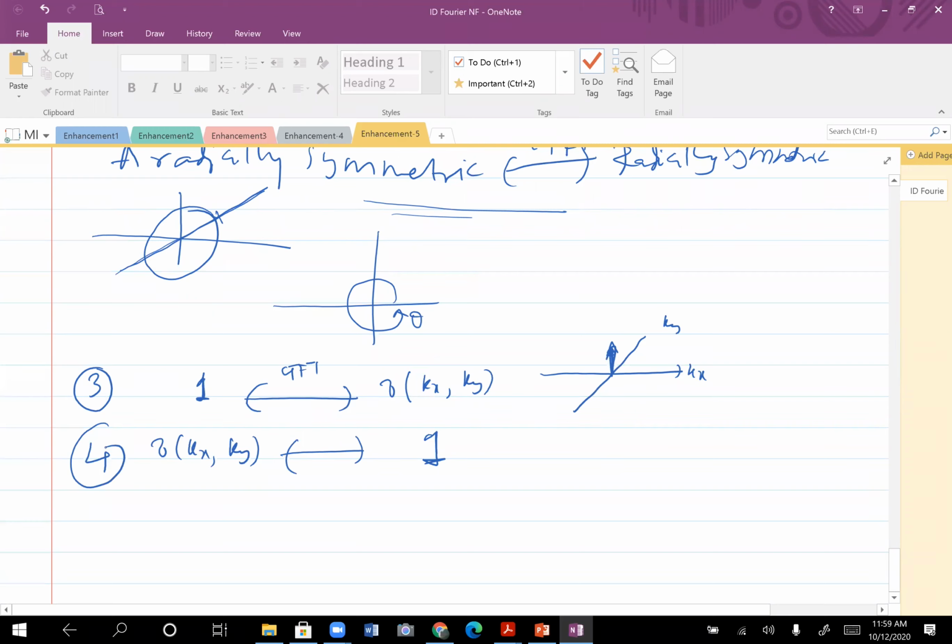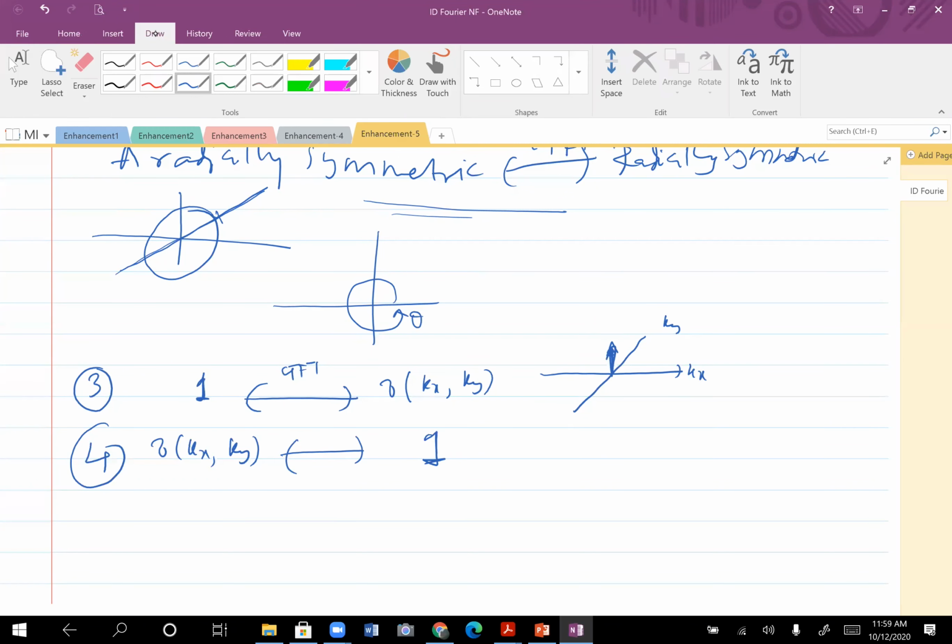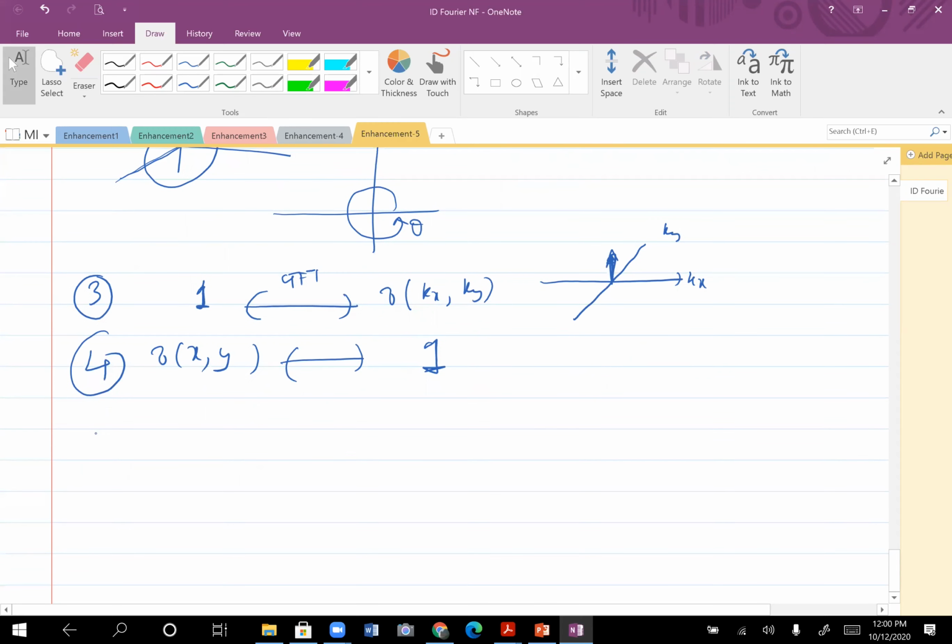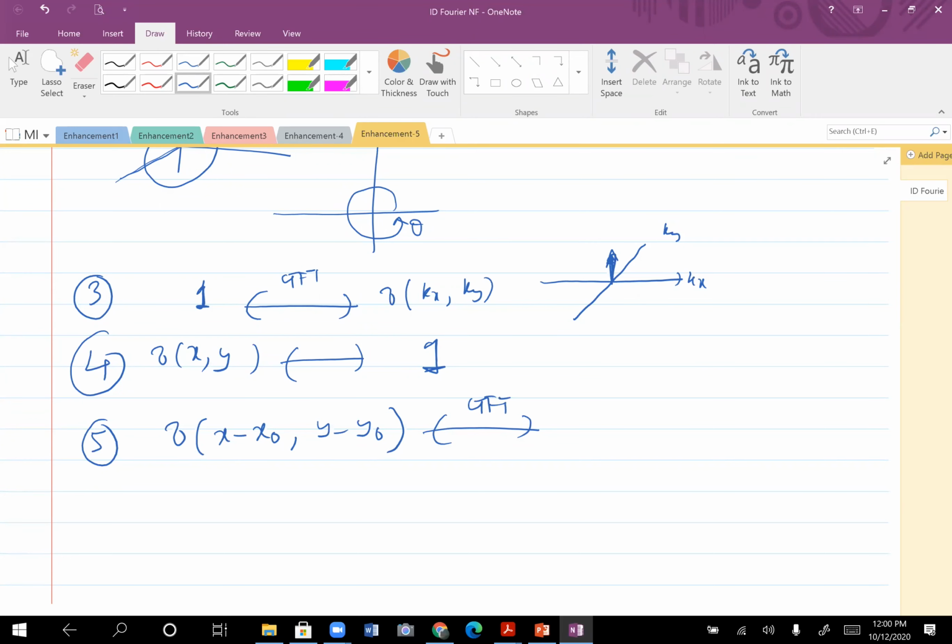Sorry, I should be writing here x comma y, right? I should not be writing kx, ky here. I should be writing x comma y. Now, delta of x minus x naught and y minus y naught. So what would be the CTFT of it? It is e power minus j 2 pi (kx x naught plus ky y naught).